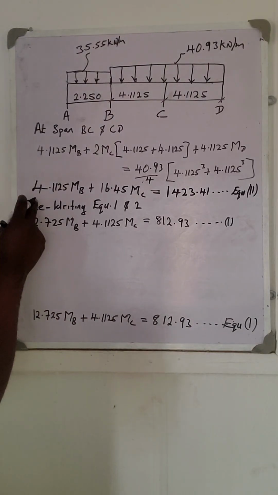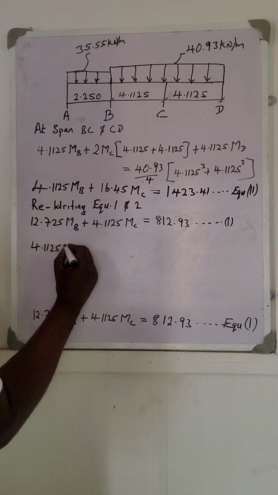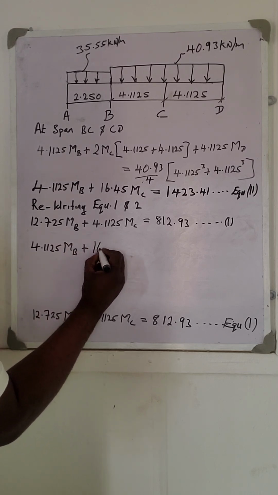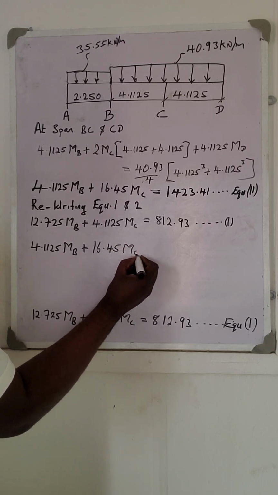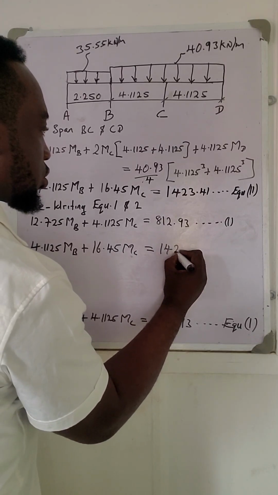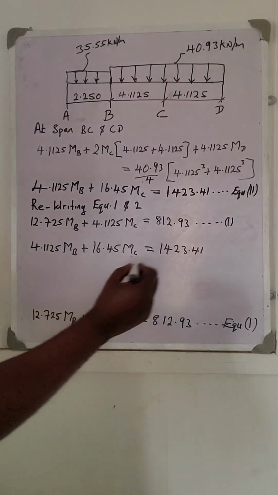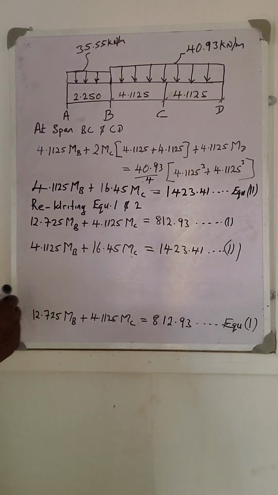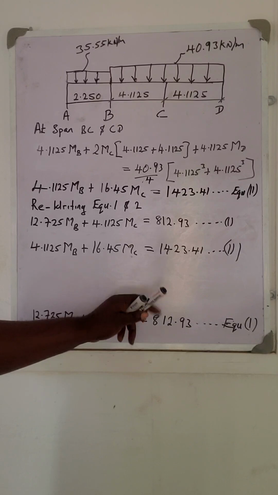Then equation 2 we have 4.1125 MB plus 16.45 MC is equal to 1423.41. This now becomes our equation 2. So we have solved for our equation 2.